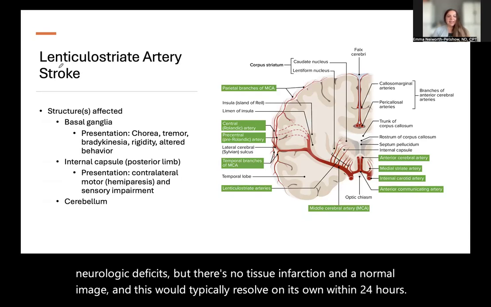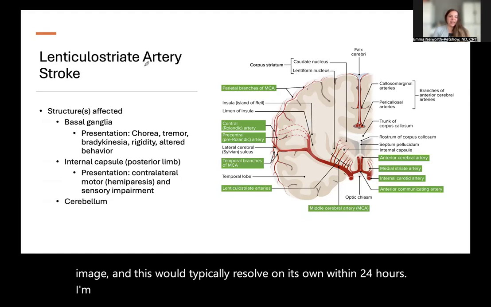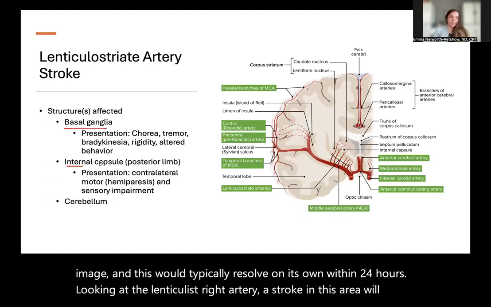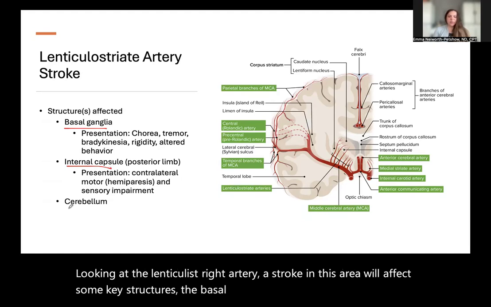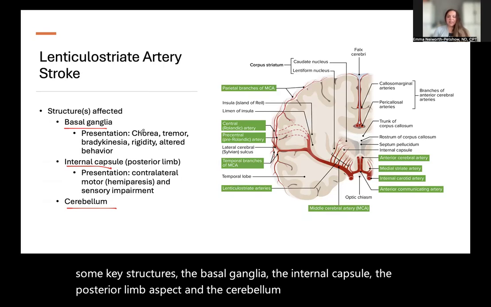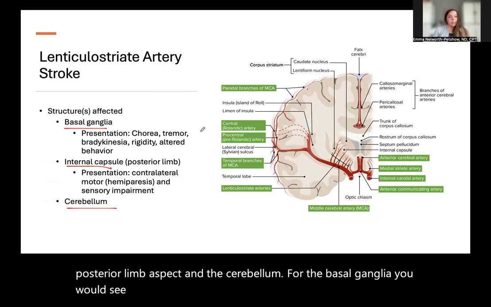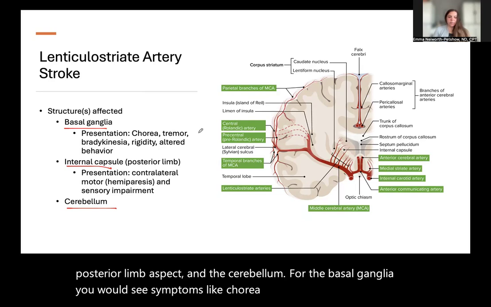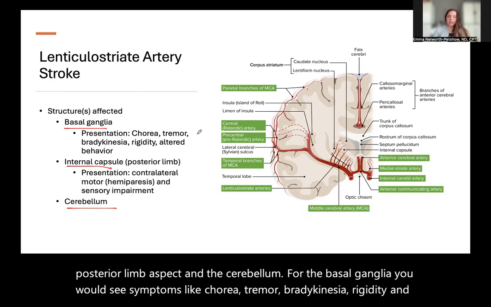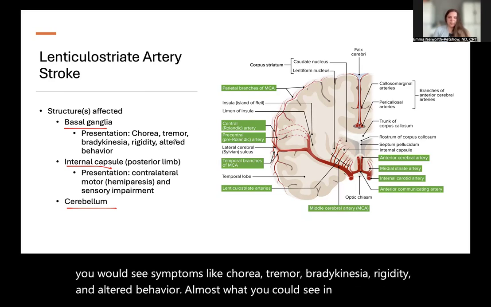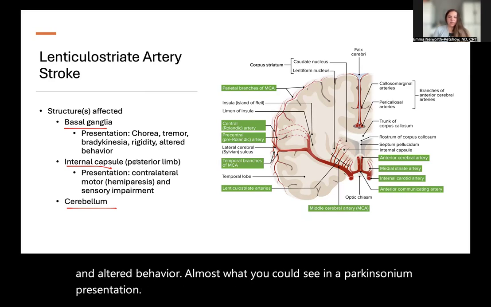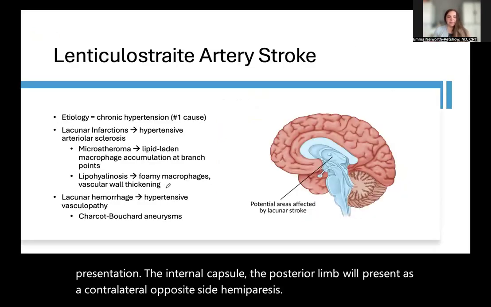Looking at the lenticulostriate artery, a stroke in this area will affect some key structures: the basal ganglia, the internal capsule, the posterior limb aspect, and the cerebellum. For the basal ganglia, you would see symptoms like chorea, tremor, bradykinesia, rigidity, and altered behavior, almost what you could see in a Parkinsonian presentation. The internal capsule, the posterior limb, will present as a contralateral, opposite side hemiparesis and sensory impairment.